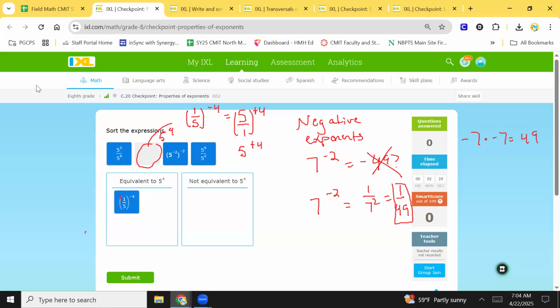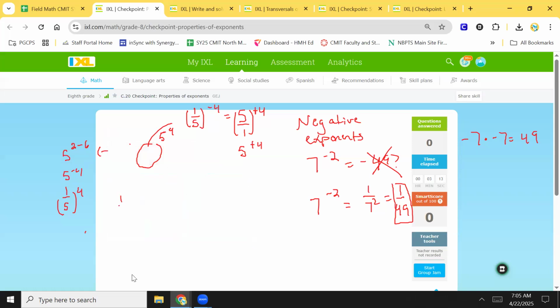Now what about 5 squared over 5 to the 6? There we're going to subtract the exponents, so that would be 5 to the 2 minus 6, which is 5 to the negative fourth, which we just said would be 1 over 5 to the fourth. So that is not equivalent to 5 to the fourth, that's equivalent to 5 to the negative fourth. So that one goes over here. How about negative 2 times negative 2 is positive 4. Negative times a negative is a positive. And this one, 6 minus 2 is 4. So that would be like that.